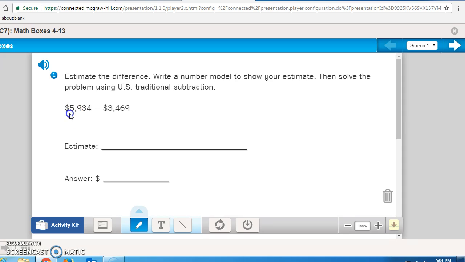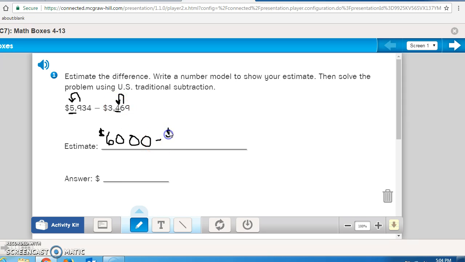So 5,934. If I was rounding that to the thousands place, the 9 would tell me what to do with that 5. Since it's 5 or above, I make that 1 larger. So that's going to round up to 6,000. My next number, I think I'm going to round this one to the hundreds place. I want my answers to be somewhat close. If I take a look at this and I see the 6 is 5 or higher, that means I'm going to round that up to a 5.